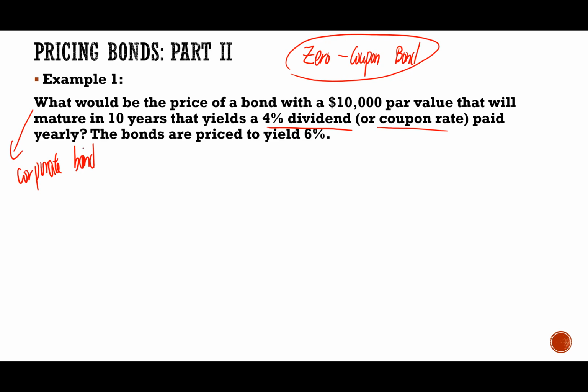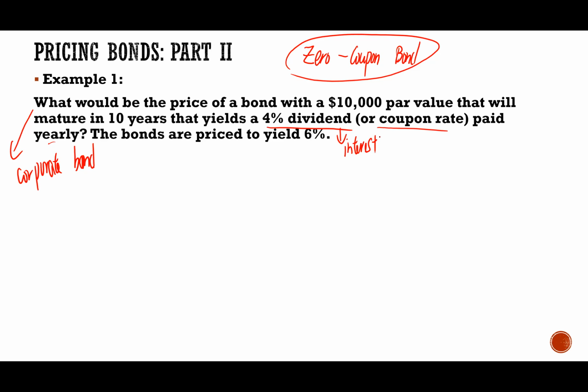And for most corporate bonds, you get paid on a regular basis, meaning the company will issue you a check. Here it's on an annual basis. Paid yearly, so every year you get 4% of $10,000. This is what they call a dividend. Your dividend is another way of saying interest, the same thing as an interest payment. They pay you interest because you loaned them money, and it's paid on a yearly basis.